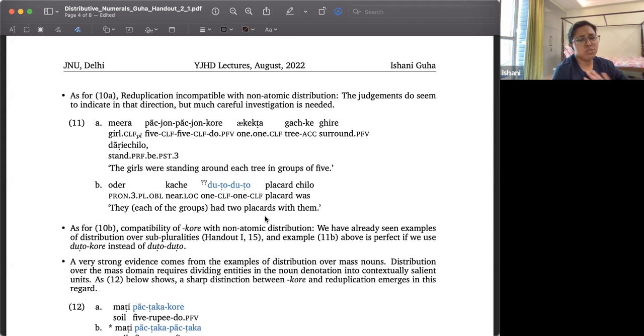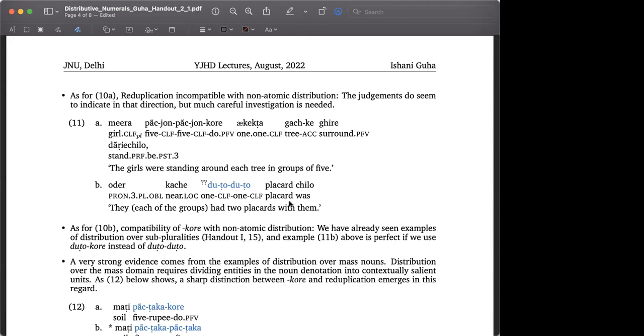There's no doubt that duto kore is the best form to use in any case in Bangla, but I cannot be very confident here whether duto duto is indeed worse or not. As far as my intuitions go, this is not something I use, duto duto. But yeah, we'll have to see. So this is something there to think about.